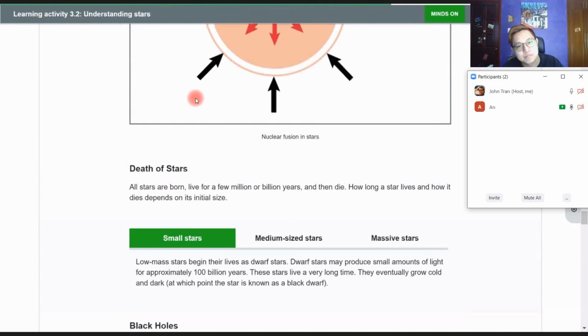Low mass stars begin their life as dwarf stars. Dwarf stars may produce small amounts of light for approximately 100 million billion years. These stars live a very long time. They eventually grow cold and dark, at which point they are known as a black dwarf.